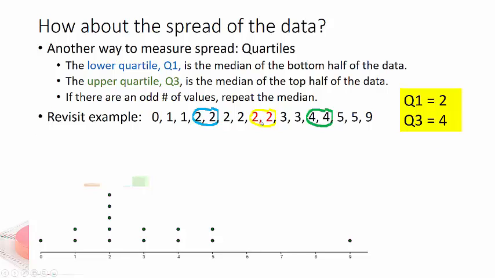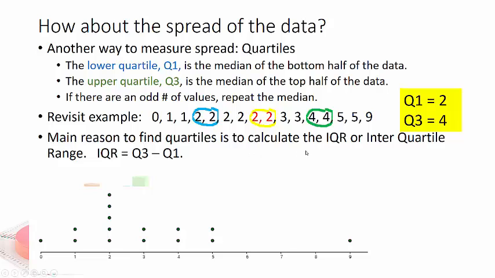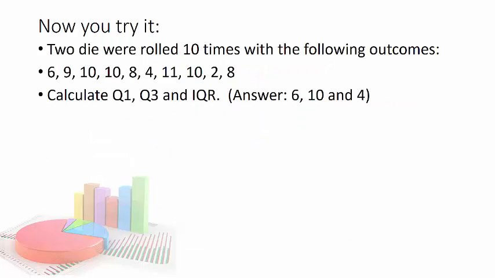Okay, so the main reason we do quartiles is so we can calculate the IQR, or interquartile range, and all you do is subtract Q3 minus Q1. In this case, we get 4 minus 2 is 2, so our interquartile range is 2. So go ahead and try it, and you're going to do it with the same die, and you should get answers of 6 for Q1, 10 for Q3, and your interquartile range is 4.